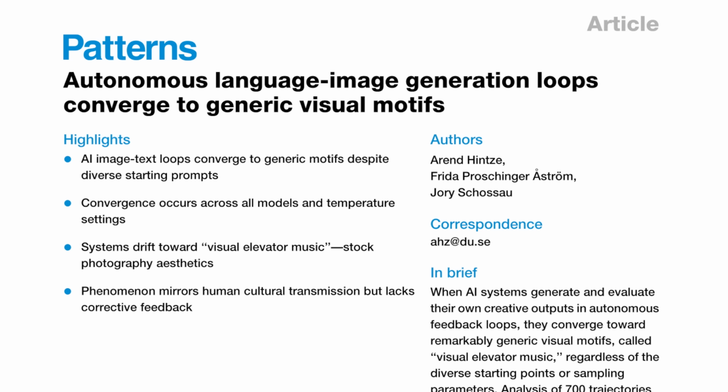Today, one reason AI images keep looking like that. There's a new paper out. It's called Autonomous Language Image Generation Loops Converge to Generic Visual Motifs. So, AI diffusion models that generate images have just 12 standard templates, and the researchers have found them.